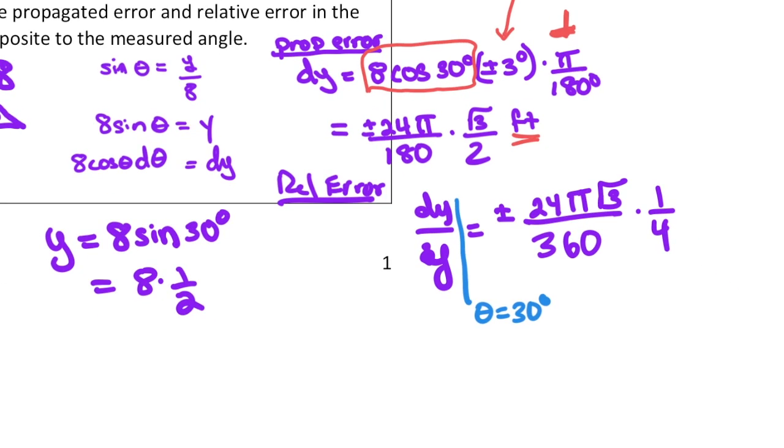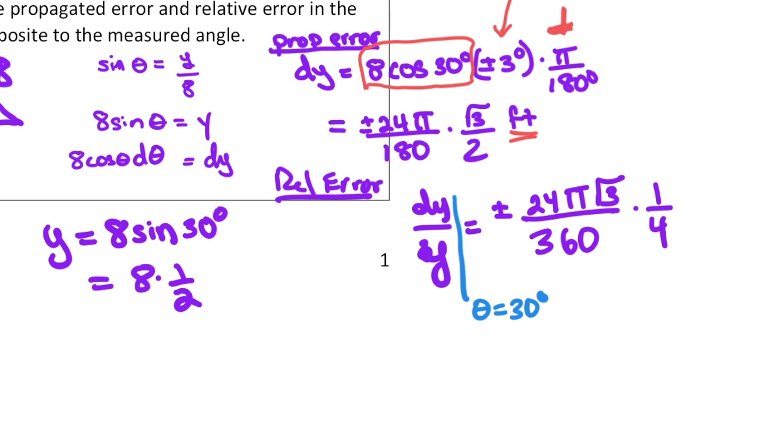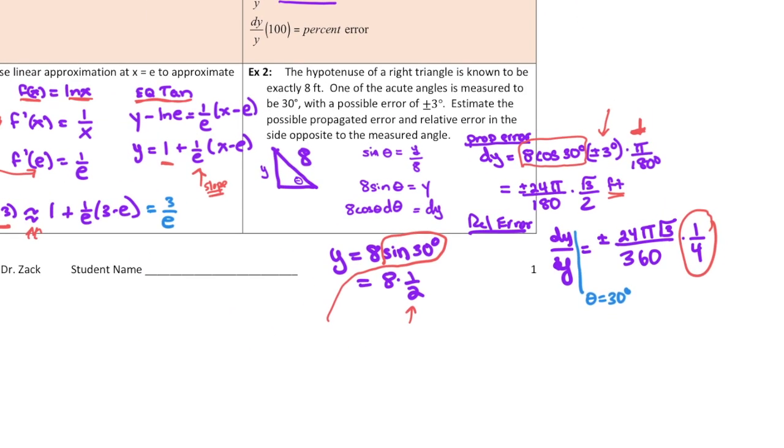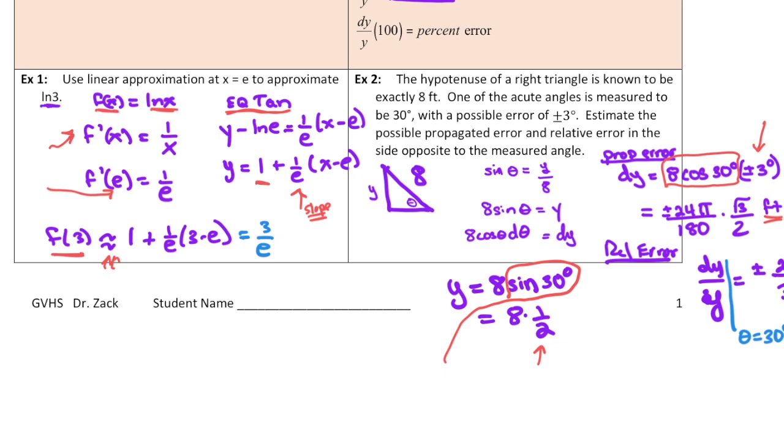Not to be confused though, when you were looking for relative error, it was dy over your y value. So dy over y, and the y value, when you substitute in for sine of 30 degrees, you get 1/2. This does not make it a degree. That doesn't make sense. So just 8 times 1/2 is 4. So your relative error is dy over y, and propagated error is dy.